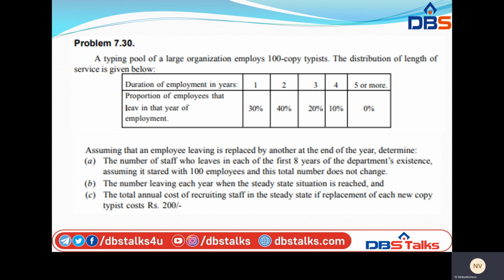And the total annual cost of recruiting staff in the steady state, if the replacement cost of each new copy typist is 200. So whenever staff leave the organization, they are to be replaced with new ones. So we need to do a recruiting operation. So for recruiting the staff, they may spend a certain 200 rupees for each and every typist. So try to note down this question. It is a very big one. You have to note it very fast.